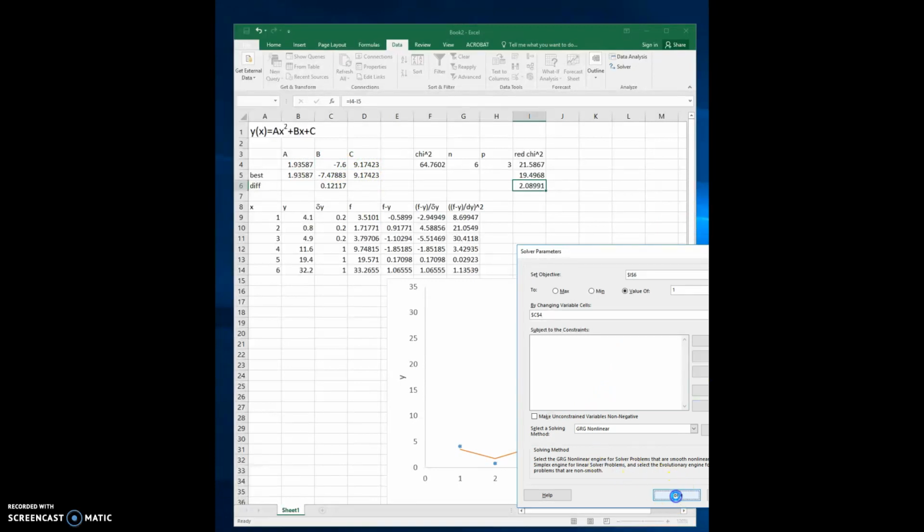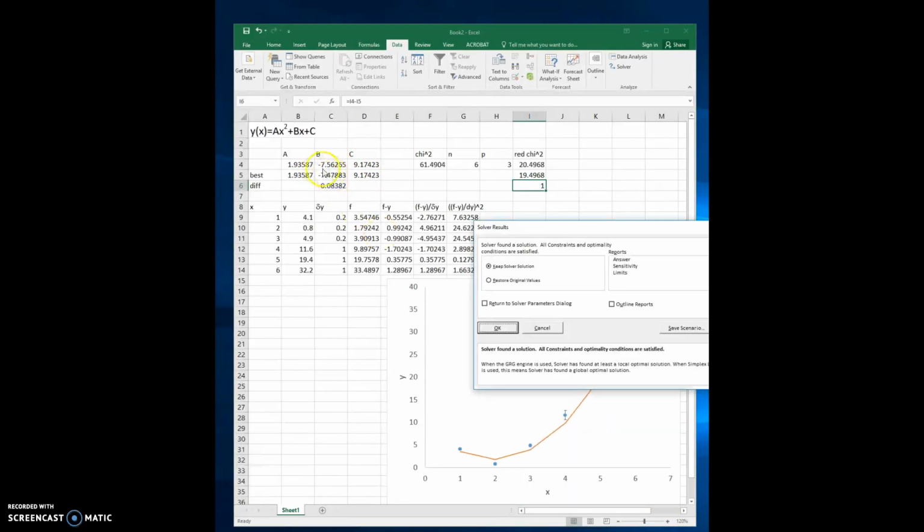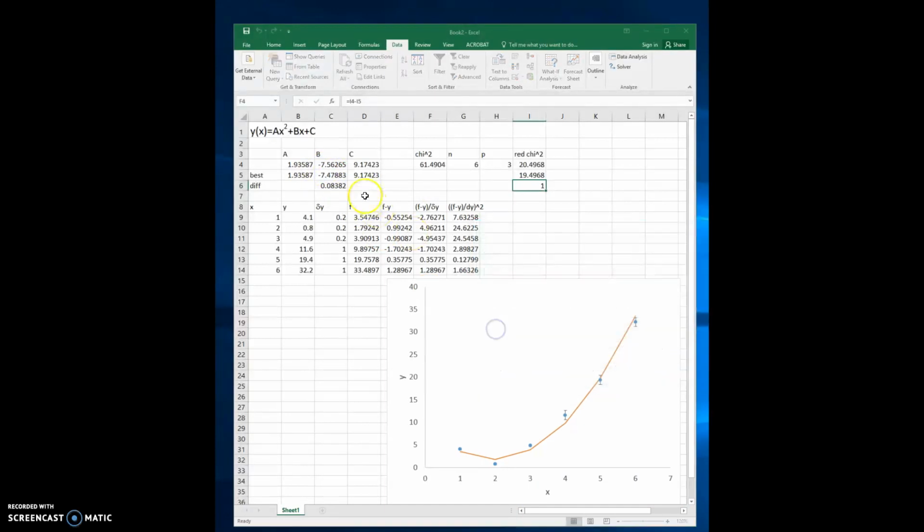Okay, and let's go ahead and run it. And so here we go. So the value of b that did that while we held a and c constant was slightly different from our best fit value right here, and the difference is 0.08. And so in this case, what we would say is our value of b is minus 7.48 plus or minus 0.08.